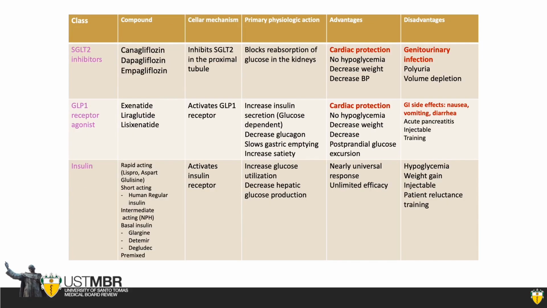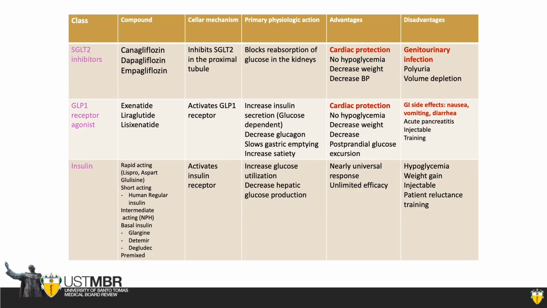SGLT2 inhibitor lowers the threshold for this drug. You start to spill glucose in the urine at around 80, so that helps promote glucosuria and reduce hyperglycemia. The only thing though is with high glucose in your urine, the bacteria love it, so there's a higher chance of genitourinary infection. What's really nice about SGLT2 inhibitors is that over the past 3 years they have been found to be cardioprotective.